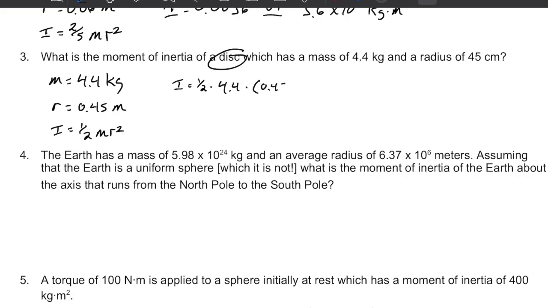As you're doing this, don't forget your GUESS method. Write the givens out. It makes it much easier to answer these. When we put this into our calculator, we should get something close to, or right about at, 0.45 kilogram meters squared.